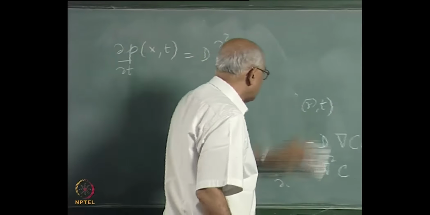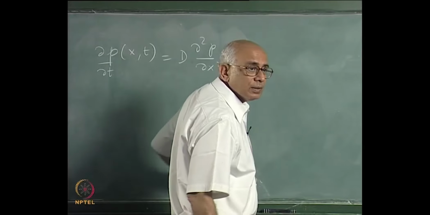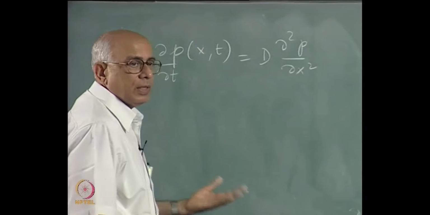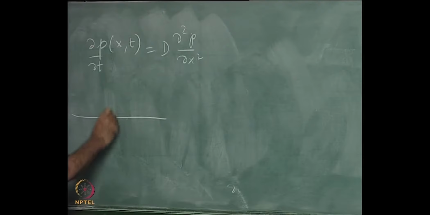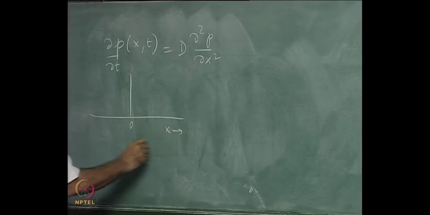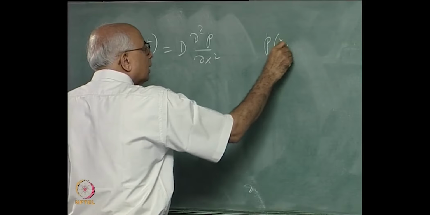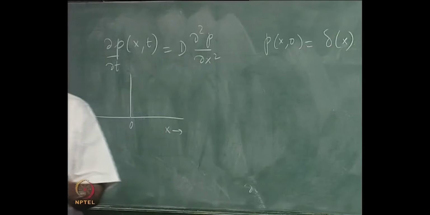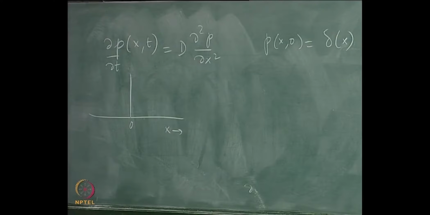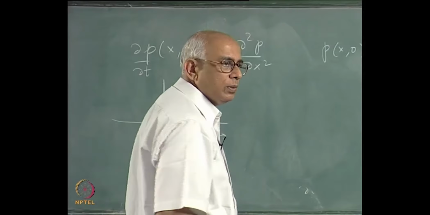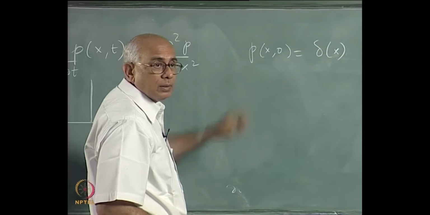Well, I need to specify initial conditions and boundary conditions before I am through. So let us start with the simplest initial condition. Let us assume that on the x axis the initial concentration is at x equal to 0, a delta function at the origin. So let us say that P of x, 0 is equal to delta of x. So at t equal to 0 it starts at x equal to 0. I could shift the origin as I please, but let us choose the origin to be at the initial position of the particle.